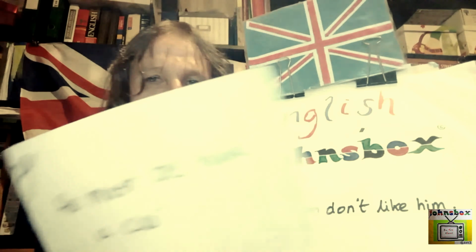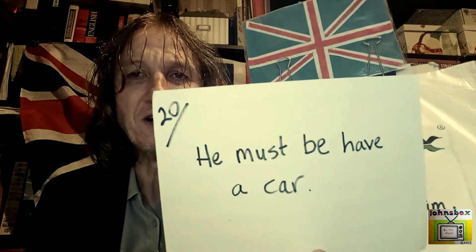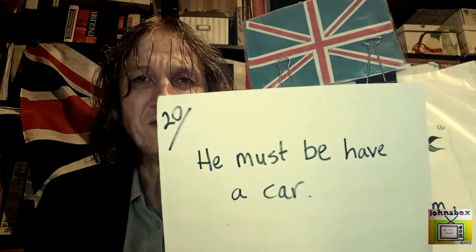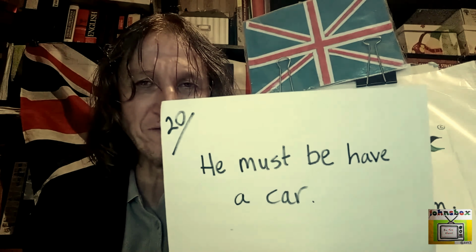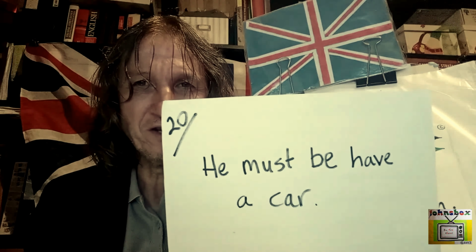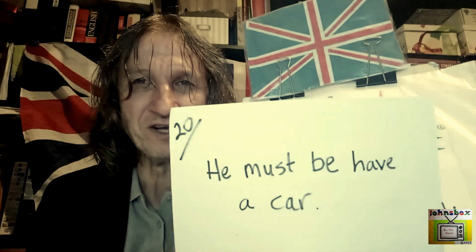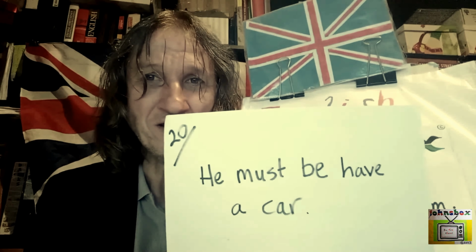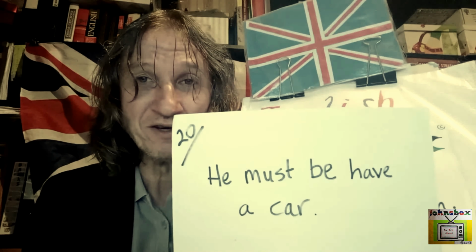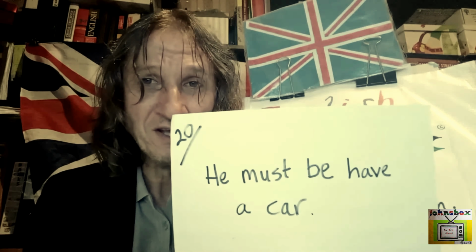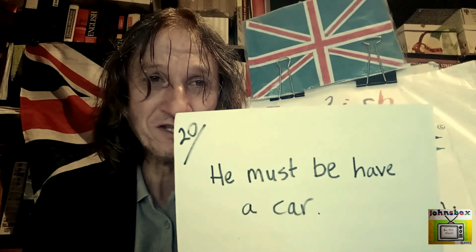Sentence number 4 then, which is he must to have a car. So here we have a similar situation to the previous sentence, which also had 2 auxiliaries. In this case we've got a modal and an auxiliary, and we of course are assuming, and we are quite sure that the person here has a car, so therefore we use the modal must. The answer then is he must have a car. I am sure of it. That's sentence number 4.